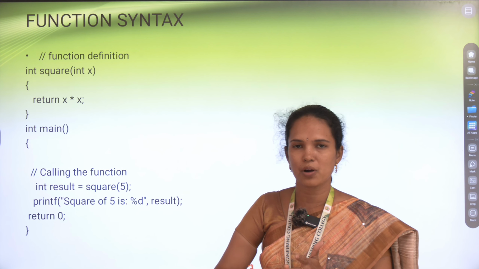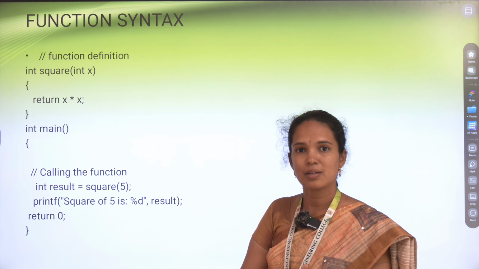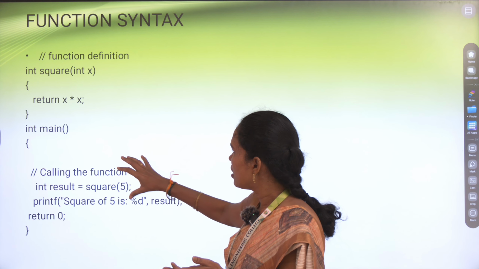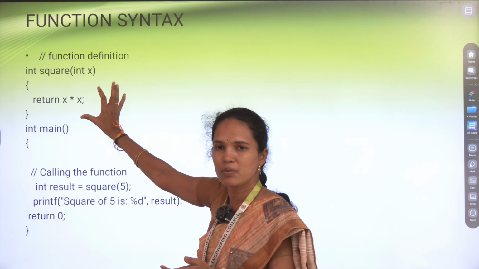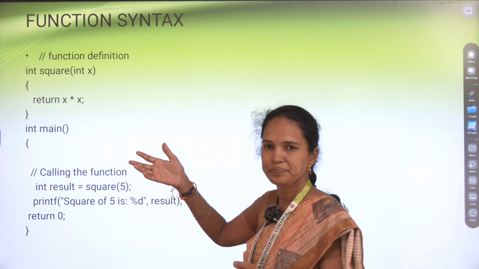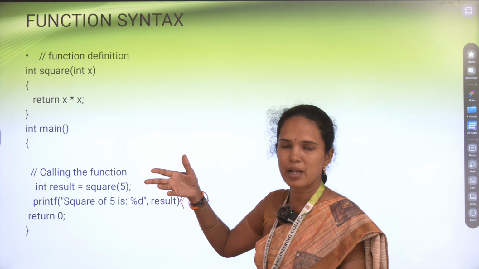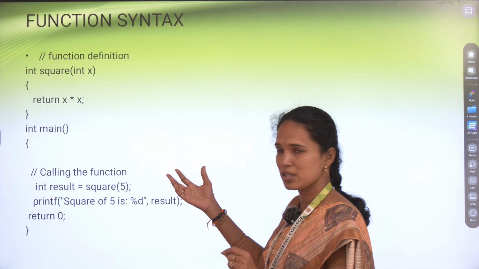So I told you three parts, right? Calling the function, then definition of the function, then declaration. Declaration is not compulsory, since we have defined the function before calling it. So it's not mandatory. We can also say the prototype of the function or function declaration. It's not mandatory, but it's a good practice. You have to write a declaration for each and every function.